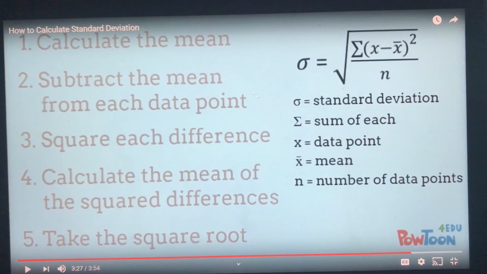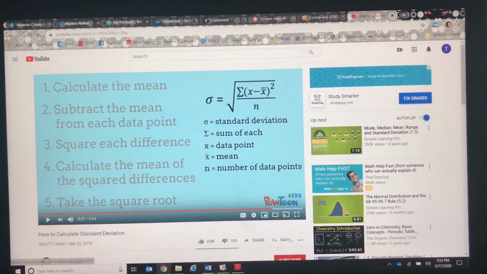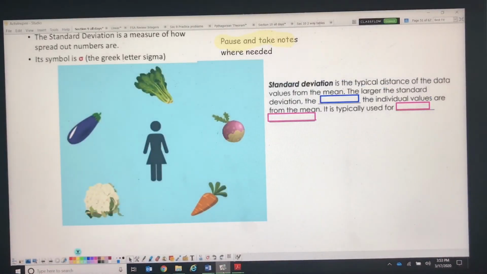Again, this complex formula, you do not need to memorize and you don't need to calculate it. However, it is good to watch this video on replay should you need a better understanding of where these numbers are coming from. This is taken from your Algebra Nation book.